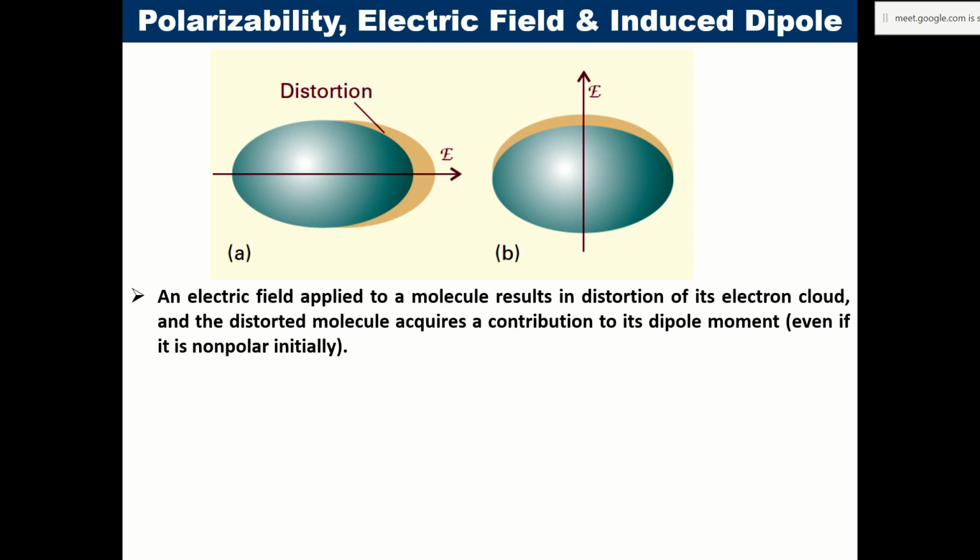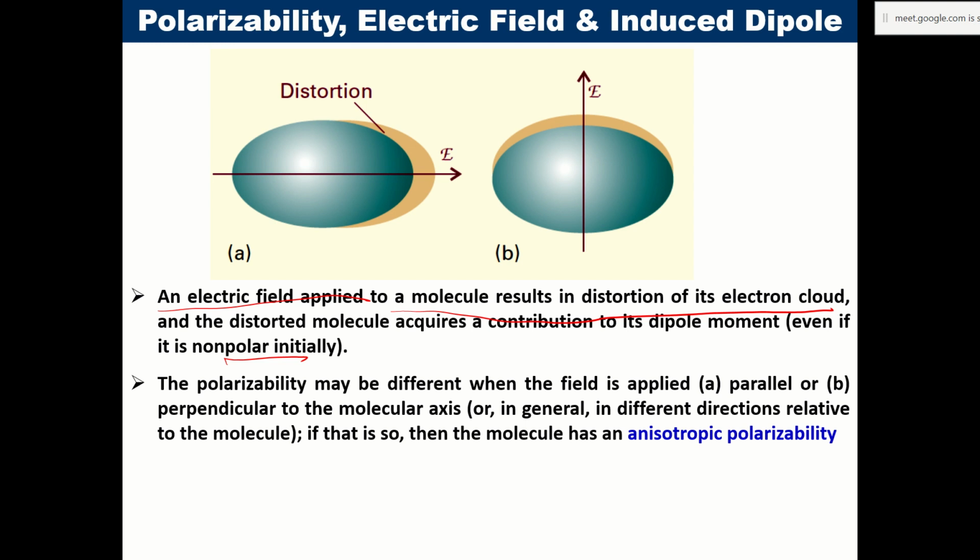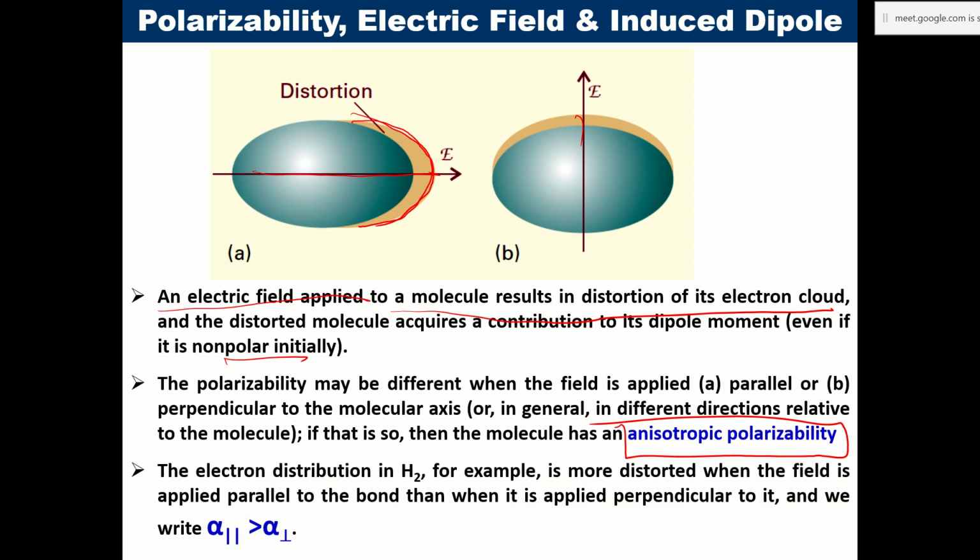ठीक है, we have already discussed this. This slide should have come first. I think the arrangement has a slight problem. So electric field, we have discussed this earlier, change in polarizability, and this kind of thing. Here what is shown in the diagram is that you apply an electric field in this direction and you have polarizability given by this. When you apply it in this direction, that polarizability is different, and so we call this type of molecule as having anisotropic polarizability.